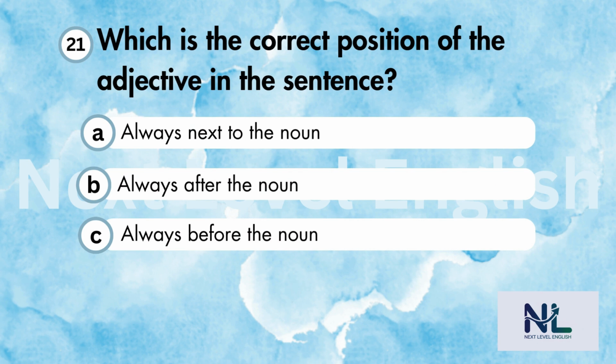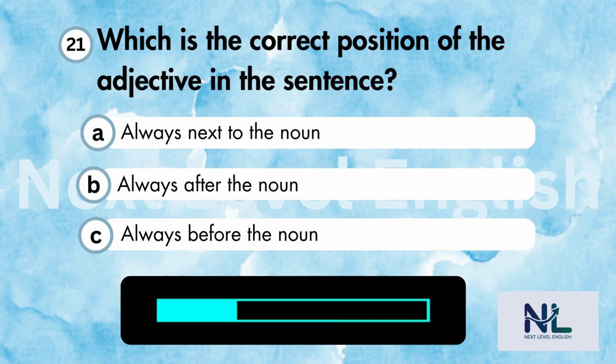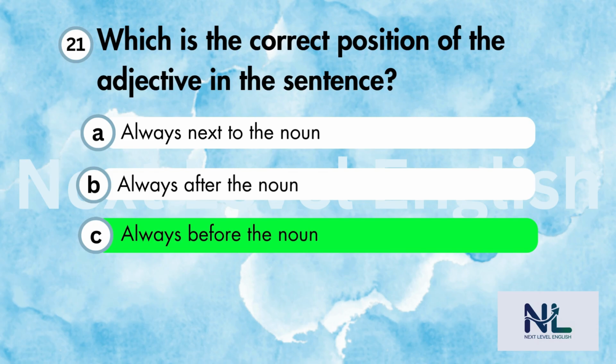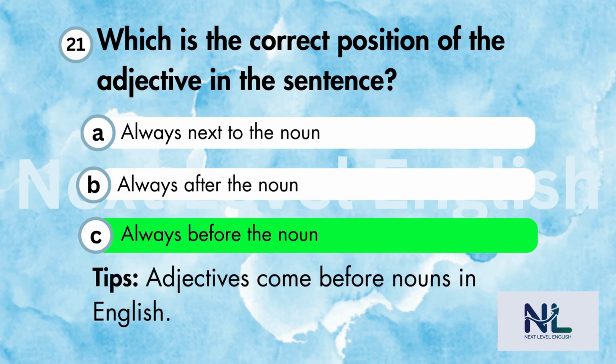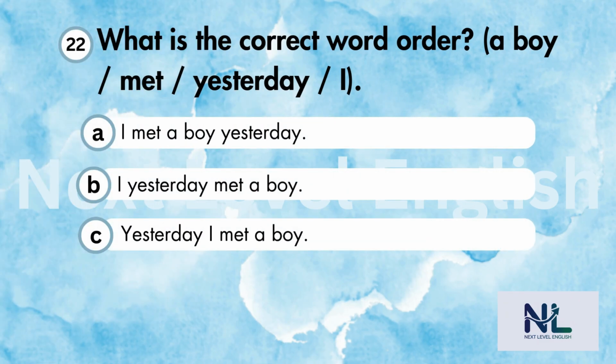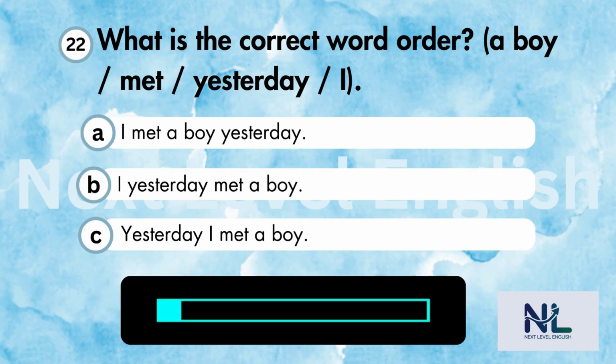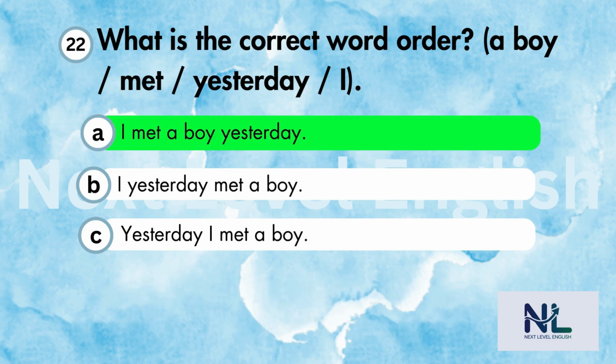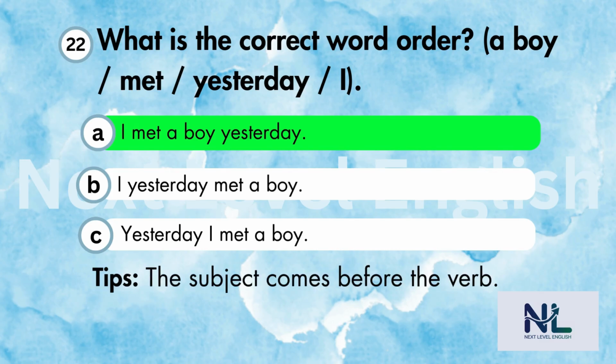21. Which is the correct position of the adjective in the sentence? Always before the noun. Tips: adjectives come before nouns in English. 22. What is the correct word order? A boy met yesterday. I met a boy yesterday. Tips: the subject comes before the verb.